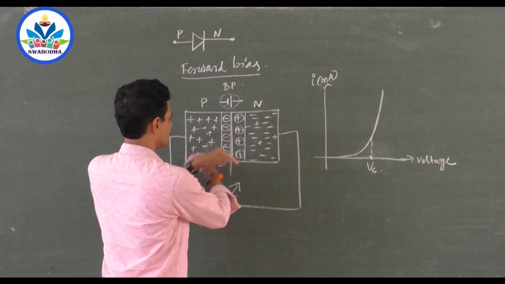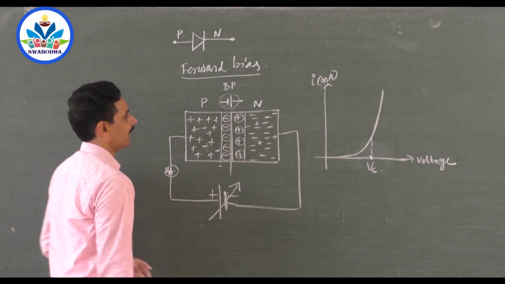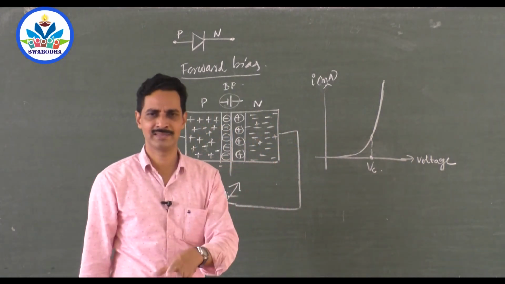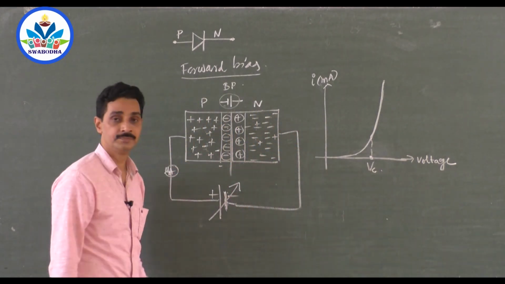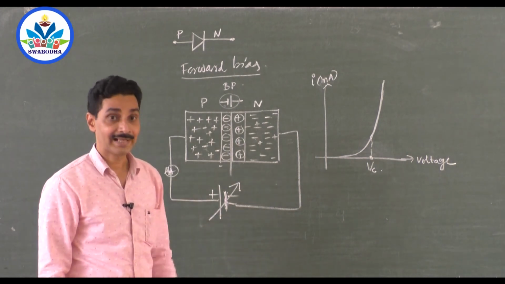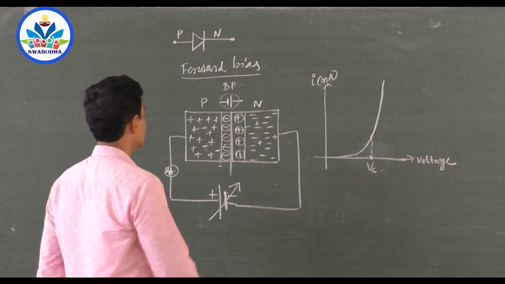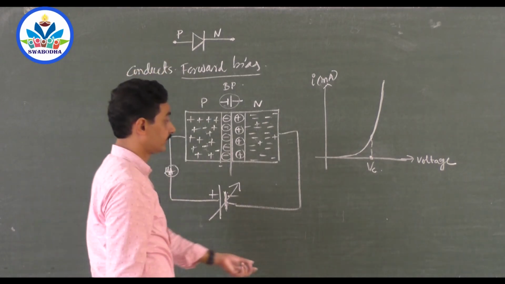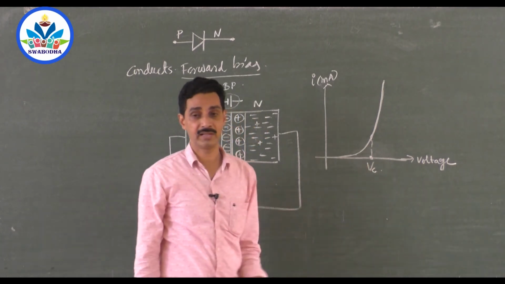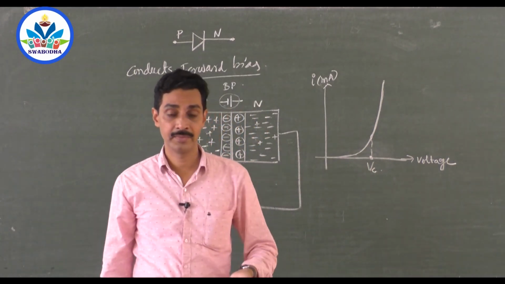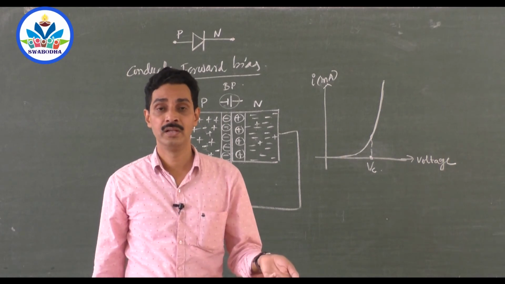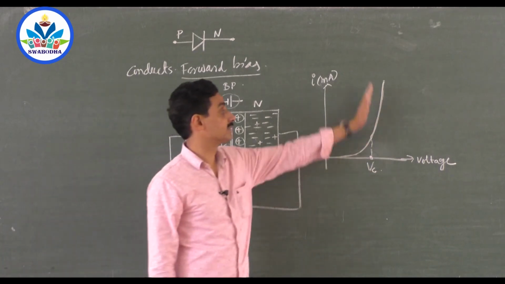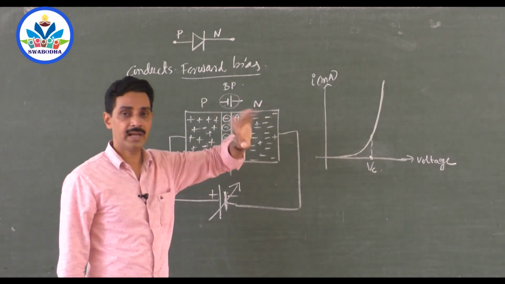Once they can cross the junction, current starts flowing in the diode and you get an enormous high current. Now the diode offers very less resistance because you get a high current in the circuit. So diode conducts during forward bias. Conducts. But only after cut-in voltage. So how do you define cut-in voltage? The cut-in voltage is the minimum voltage above which diode starts conducting. Cut-in voltage is the voltage after which current rises sharply. You can have any definition.